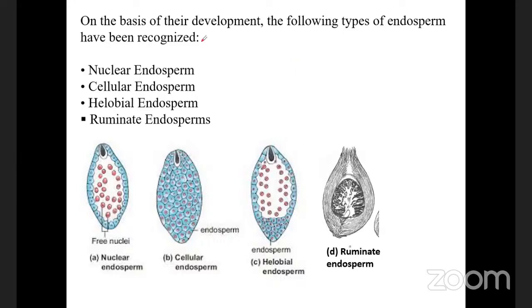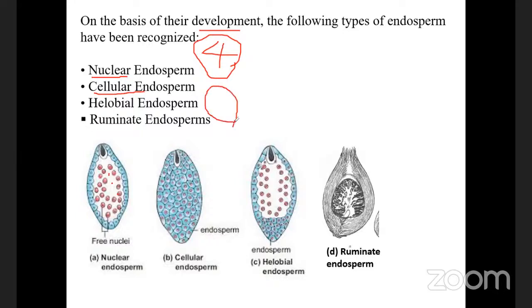On the basis of development, there are four types of endosperm. The first is nuclear endosperm, which is filled with nuclei. You see all the nuclei are there, with no covering sheath or cell wall. Only the nuclei are present in the embryo sac. That is nuclear endosperm. And the second one is cellular endosperm.